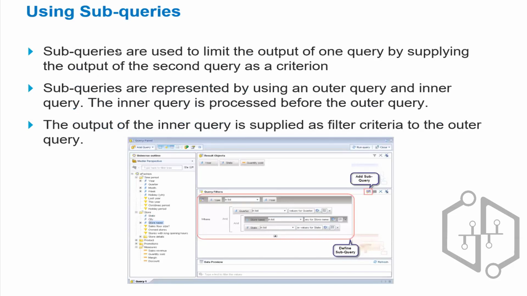Using subqueries. Union and intersection are done by using this yellow and green plus symbol. But subqueries is like adding that in the query filter itself. Add subquery is there. So subqueries are used to limit the output of one query by supplying the output of the second query as a criteria.